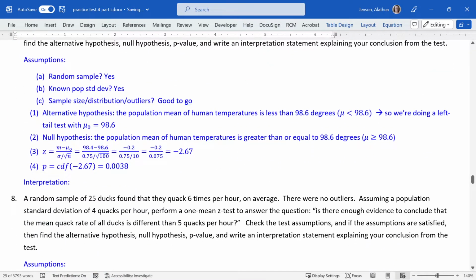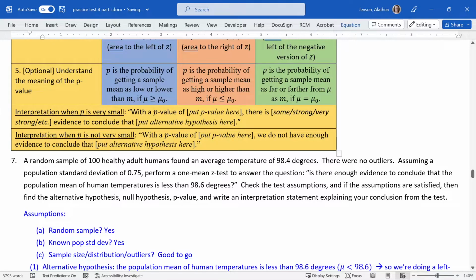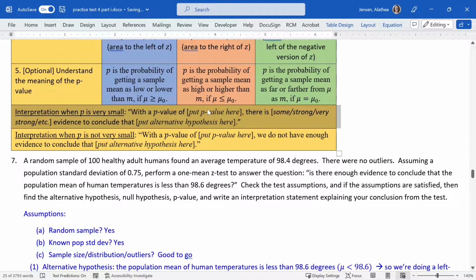Okay, so as a probability, this is 0.38%. So if an event that has a 0.38% probability happens, are you going to be surprised? Well, yeah, I think that's pretty surprising. It's less than 0.5%, so like a 1 in 200 chance of happening. Yeah, I'd say that's pretty darn surprising. So I'm going to say that p is very small.